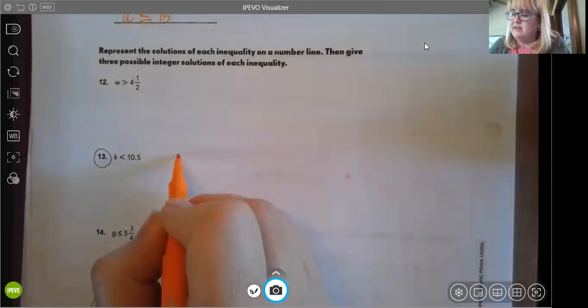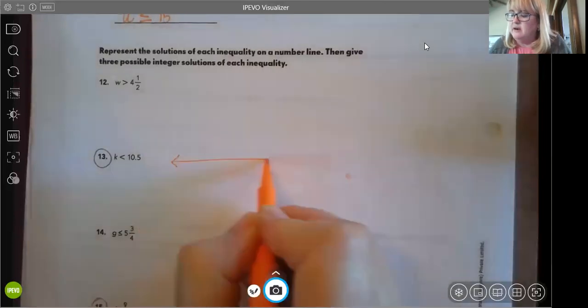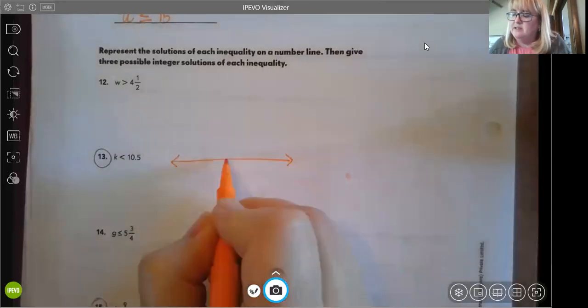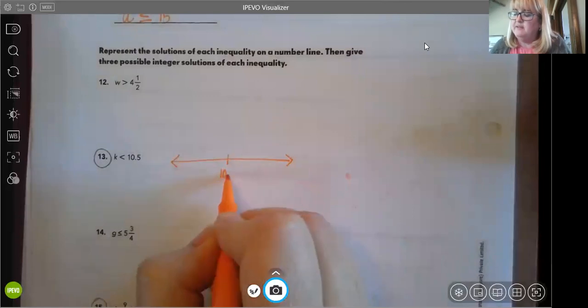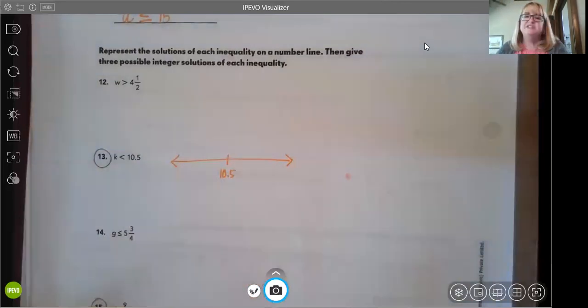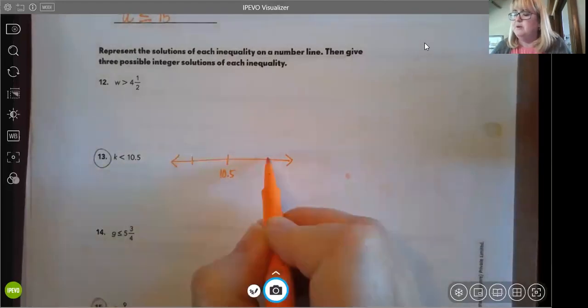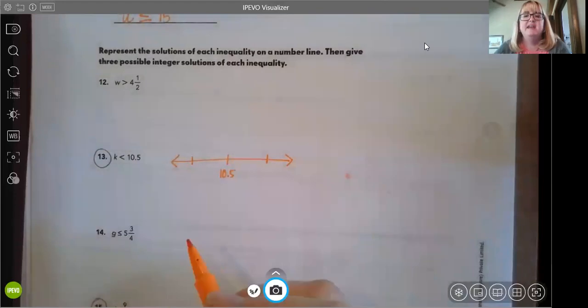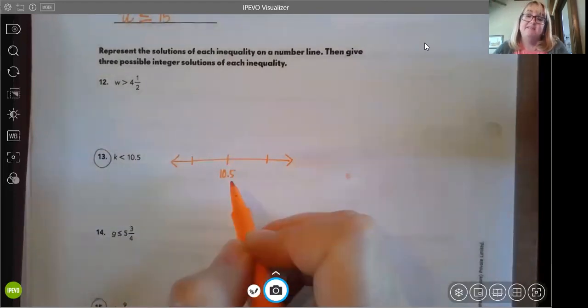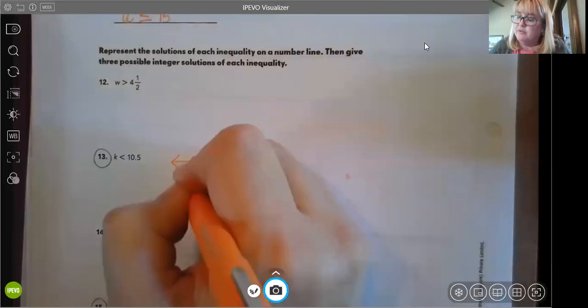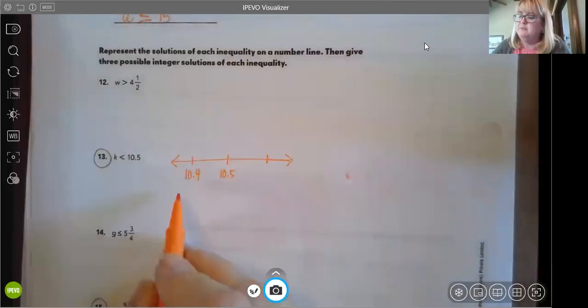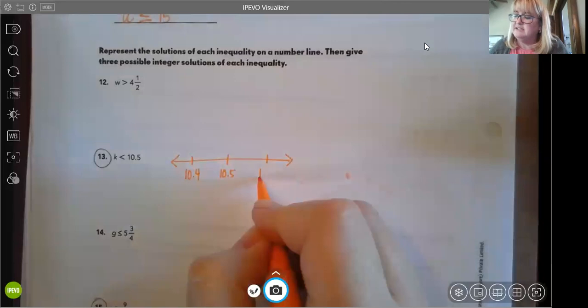Let's do 13 together. All right, 10.5. I just want to caution you, when you write your numbers around it, you got to do what makes sense. And I think it would make sense. This is 10 and 5 or 10 and 5/10. Let's do 10.4. So 10.4, 10.5, 10.6.